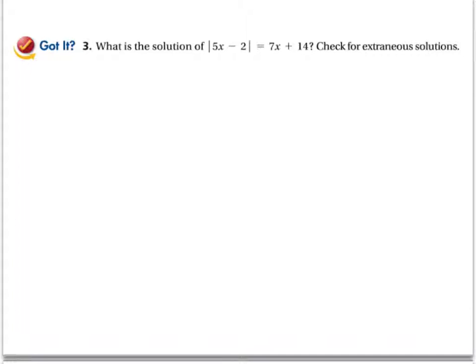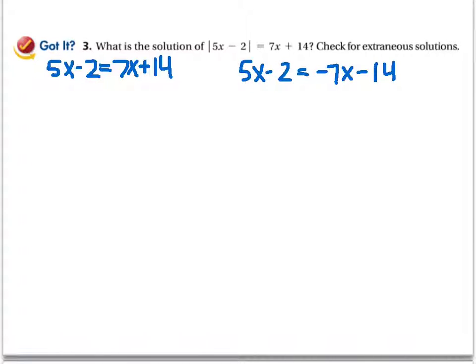So we have 5x minus 2 equals 7x plus 14. And then who can tell me what that second equation is? Brennan. 5x minus 2 equals -7x minus 14. Very good. He changed both the signs on the right-hand side because we want the opposite of the right-hand side. Now we just need to solve.